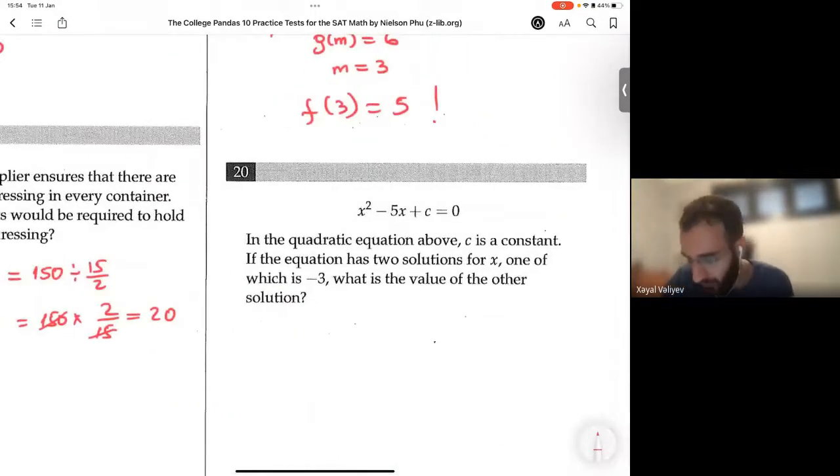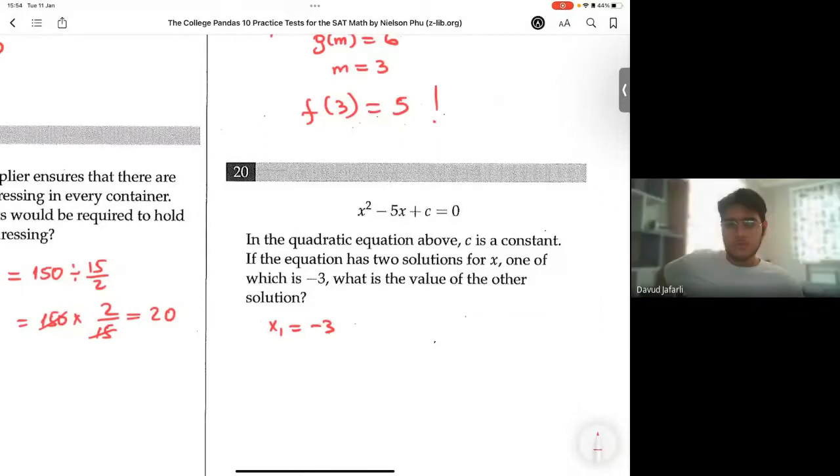In the quadratic equation above, c is a constant. If the equation has two solutions for x, one of which is -3, what is the value of the other solution?